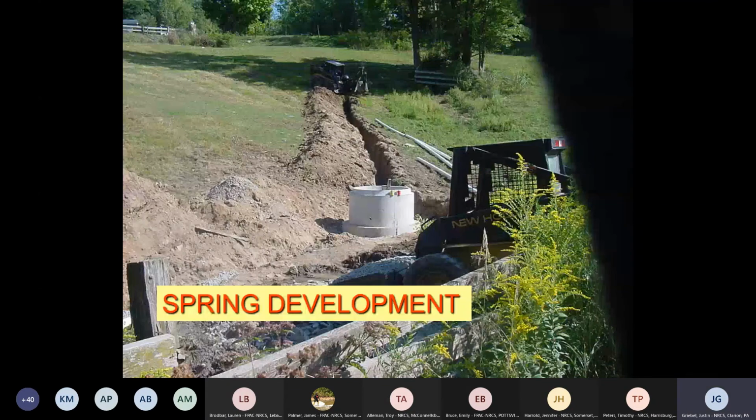Spring development, we do a lot of these. We're catching the water up on the hillside, piping it down to a concrete trough or tank, and giving the animals access to that. It's a good way to get the animals their water source without having to be mudding up the area right where the water is coming out of the ground.